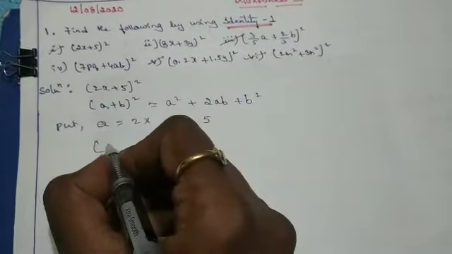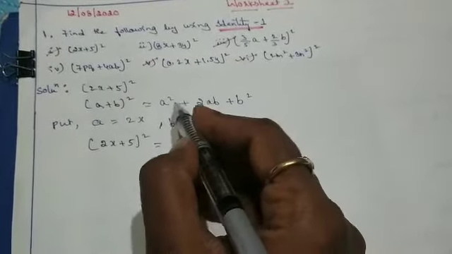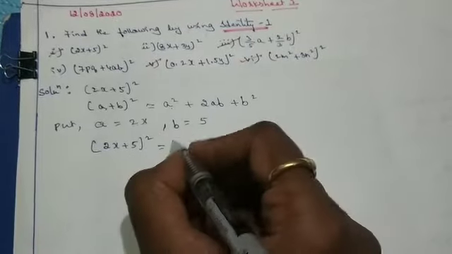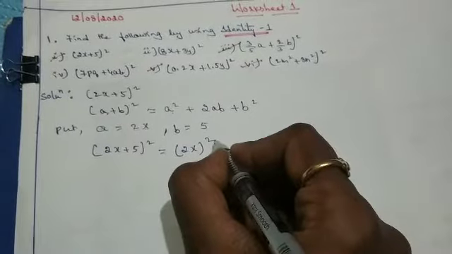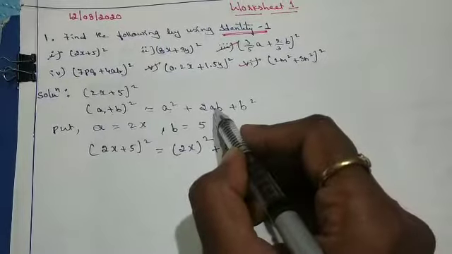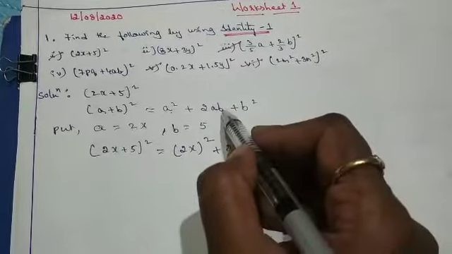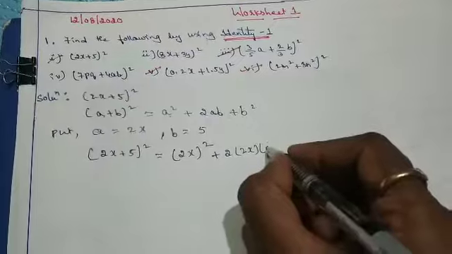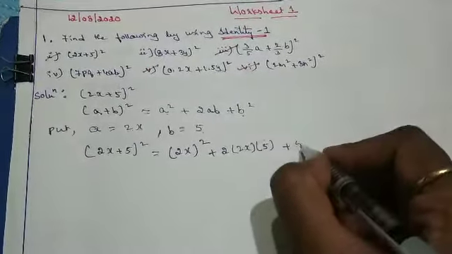Then the LHS part becomes (2x + 5) whole square equal to a. A is nothing but 2x. Keep in mind, here you have 2 factors, so the term consists of 2 factors. So (2x) whole square plus 2. Again you have a. A is nothing but 2x, so mention it within a bracket. Then you have b. When you substitute the value of b, it should again be within a bracket. Plus b square. B square is nothing but 5 square.